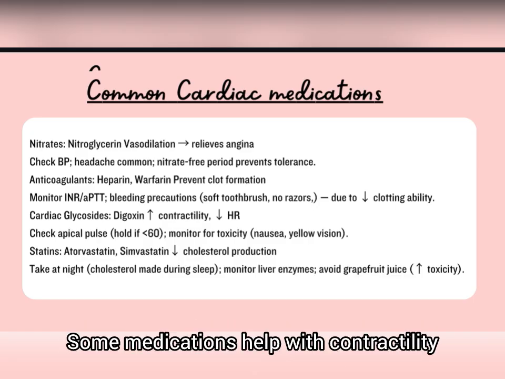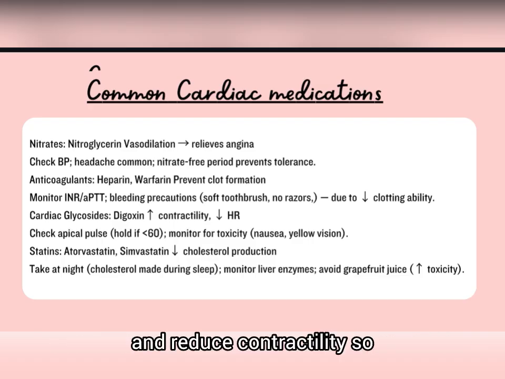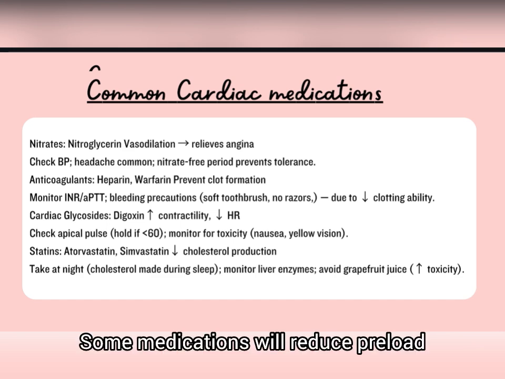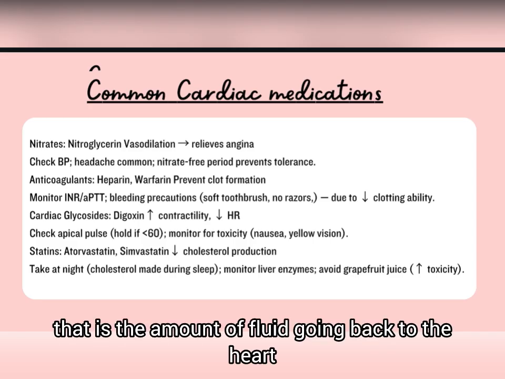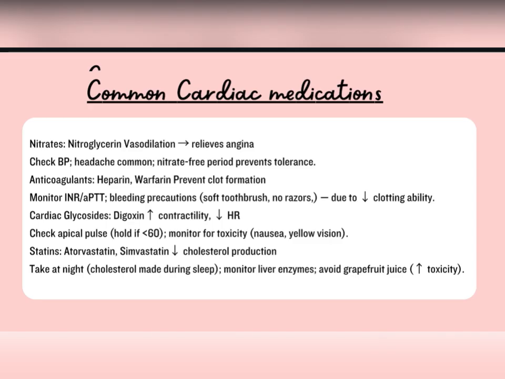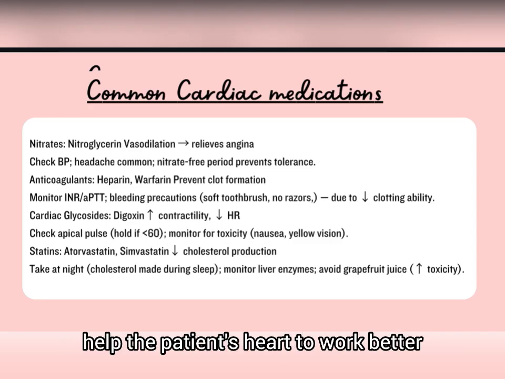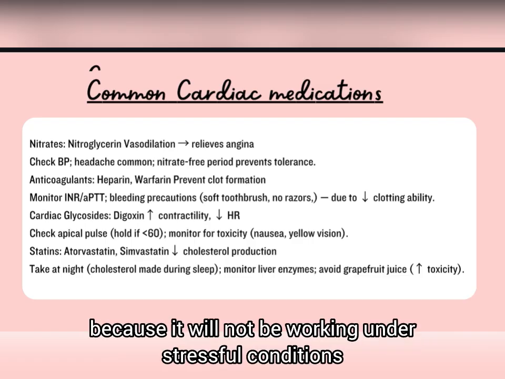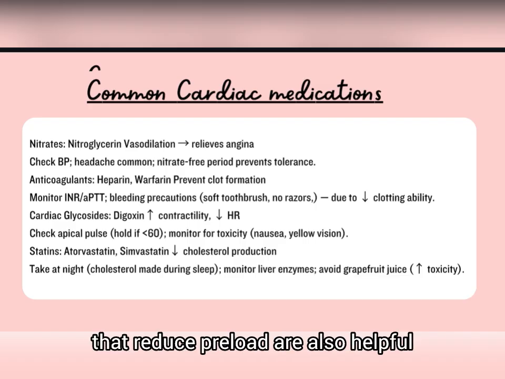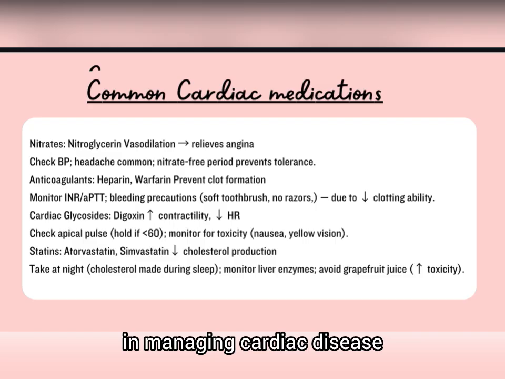Some medications help with contractility. Some medications will reduce the heart rate and reduce contractility so that the heart doesn't work too hard. Some medications will reduce preload, that is the amount of fluid going back to the heart. So, in a patient that's fluid overloaded, diuresing the patient, removing fluid from the patient's body, will help the patient's heart to work better because it will not be working under stressful conditions. So, some medications that reduce preload are also helpful in managing cardiac disease.